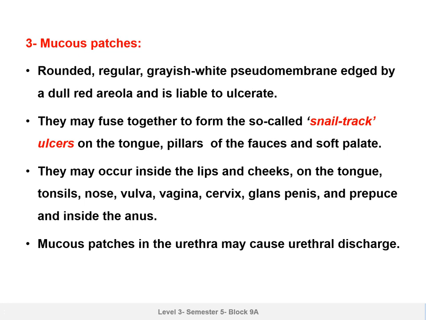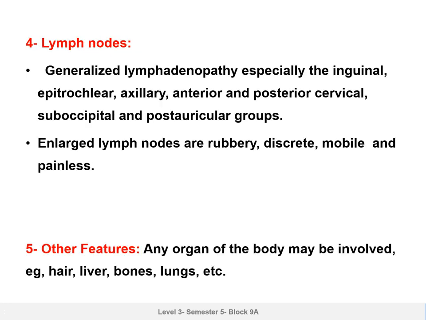The mucous patch is a rounded, regular, grayish-white pseudomembrane edged by a dull red areola and liable to ulcerate. Snail track ulcers on the tongue may occur inside the lip. A mucous patch in the urethra may cause urethral discharge. Lymph nodes show generalized lymphadenopathy of the inguinal, axillary, cervical, and post-auricular groups; the enlarged nodes are discrete, mobile, and painless. Any organ of the body may be involved: hair, liver, bones, lung.